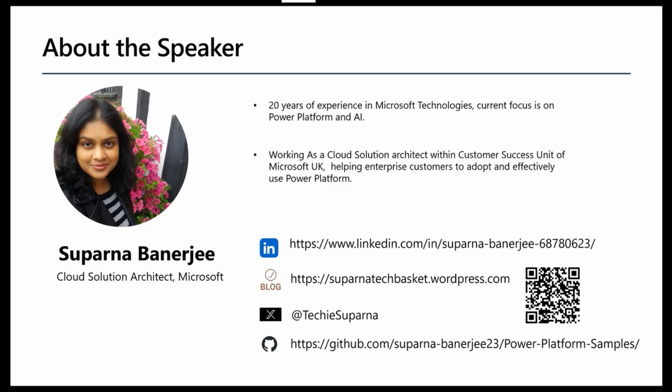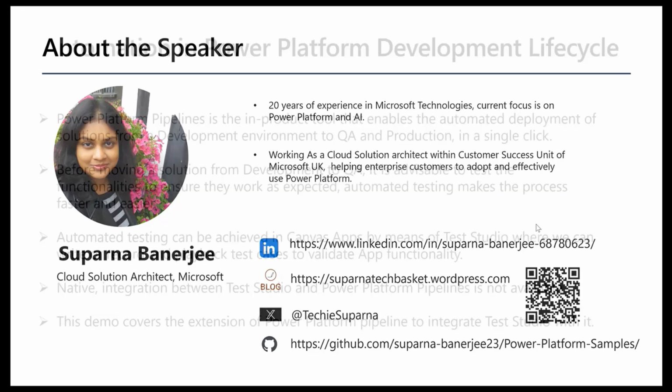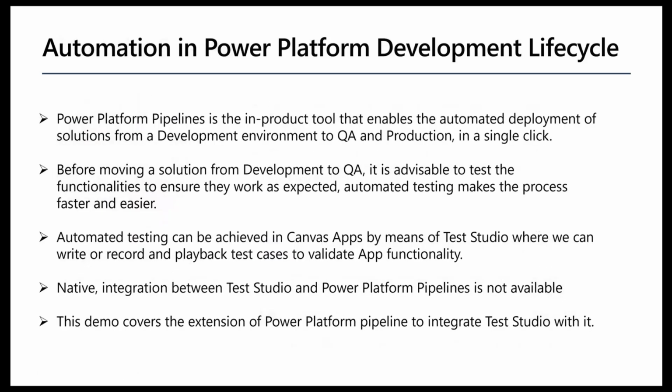In today's session, I am going to talk about integration between two automated testing tools of Power Platform. The first one is the Canvas App Test Studio, and the second one is the Power Platform pipelines. As we know, when we are deploying Power Platform solutions from one environment to another, it is better to go with the automated deployment approach with the Power Platform pipeline, the in-product tool that provides us.